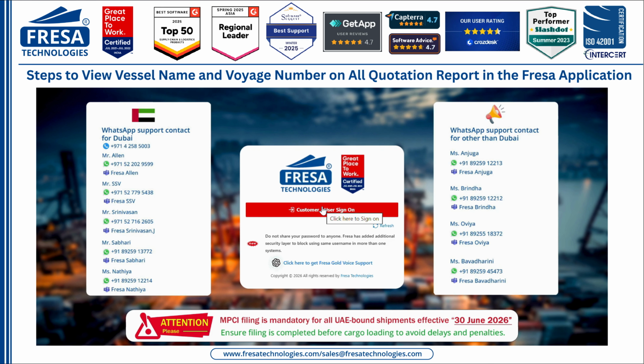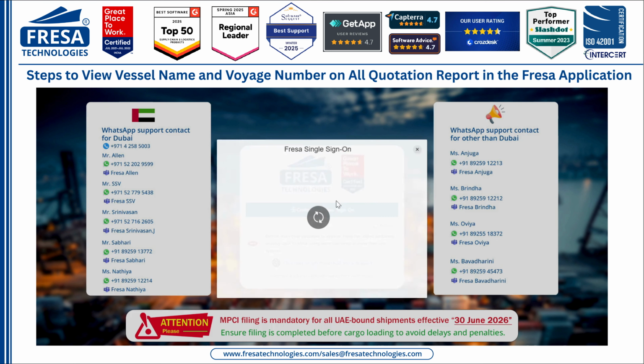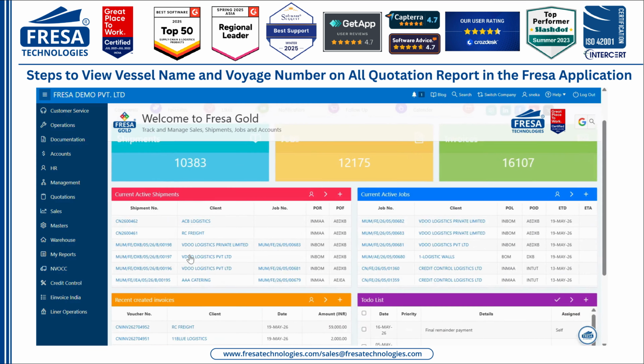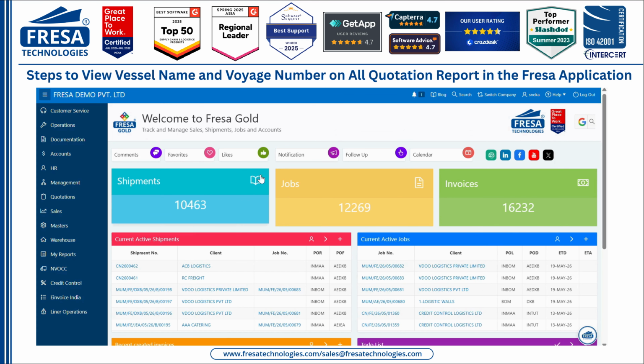In this video, we are going to see the steps to view the vessel name and voyage number on All Quotations Report in the Fresa application. Initially, we have to log in to the Fresa application. After successful login, this is how our dashboard looks like.